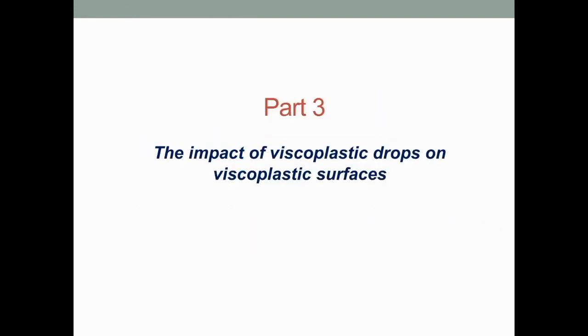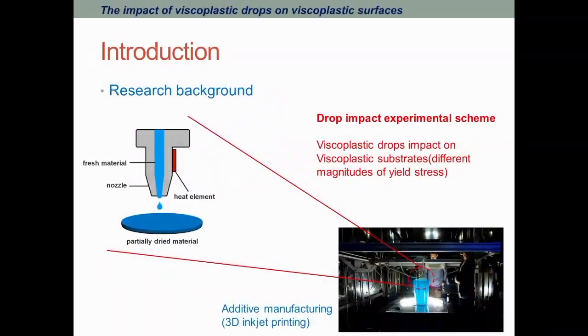Part 3, the impact of viscoplastic drops on viscoplastic surfaces. This actually originates from the 3D inkjet printing application. In this case, you have a droplet of fresh material which impacts on a partly cured material, and they can be characterized by different magnitudes of yield stress. So our drop impact experiment scheme is to conduct viscoplastic drops impact on viscoplastic substrates, which are characterized by different magnitudes of yield stress.